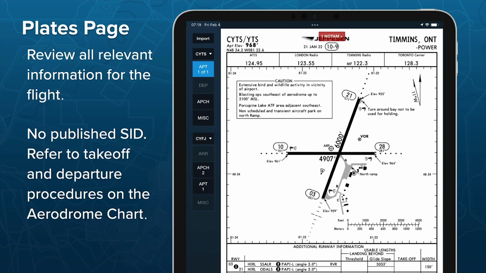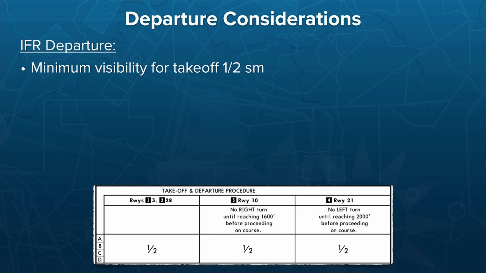All right, so you want to review all the relevant information for the flight, of course. And since there's no published departure or arrival, you want to refer to the takeoff and departure procedures on the aerodrome chart. Okay, so you can see that you can't select the departure there because there's none available.